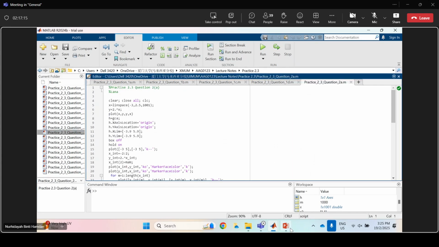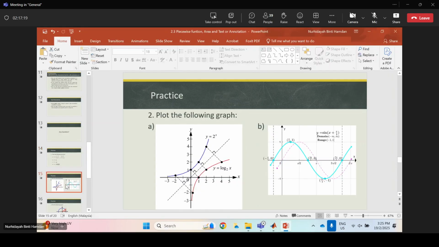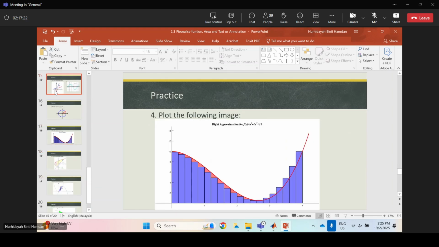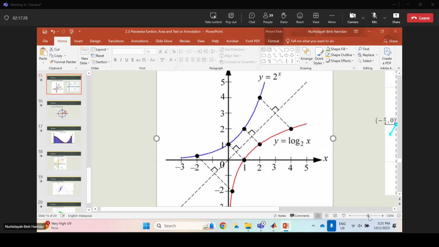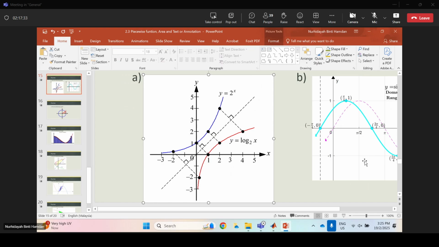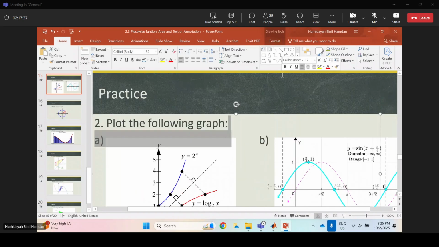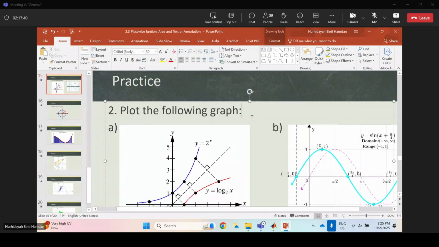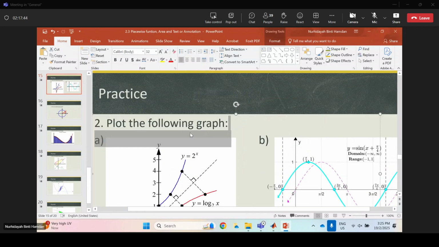Okay, let's go for question 2. Wow, this graph looks so overwhelming, right? Let me zoom in. It looks so overwhelming, right? Let's do it one by one.